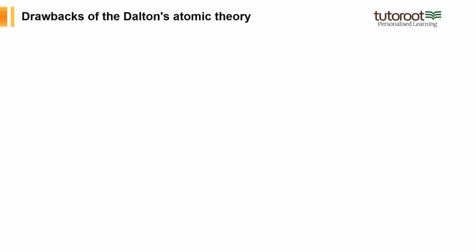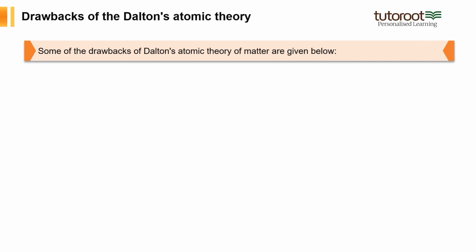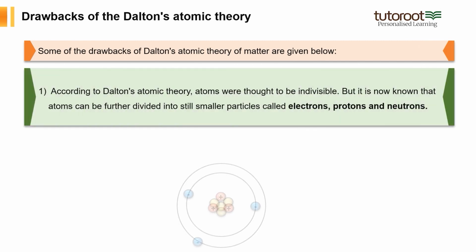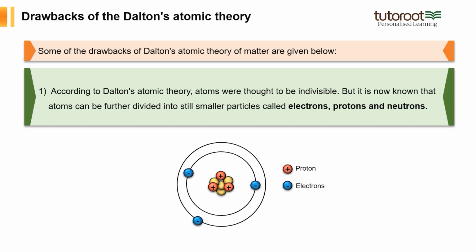So the first would be drawbacks of Dalton's atomic theory. Some of the drawbacks of Dalton's atomic theory of matter are given below. According to Dalton's atomic theory, atoms were thought to be indivisible, but it is now known that atoms can be further divided into smaller particles called electrons, protons, and neutrons.